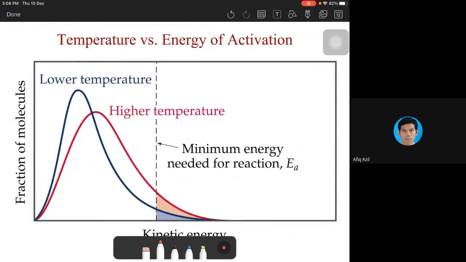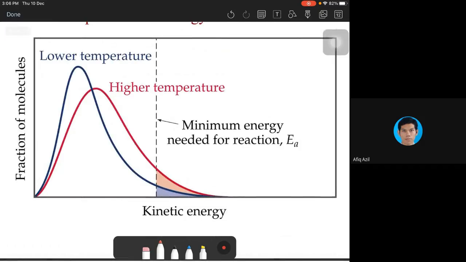Temperature versus energy of activation. So how do lower and higher temperature affect the energy of activation? Here we have a graph of fraction of molecules versus kinetic energy. If you look at the higher temperature, this is the minimum amount of energy needed for reaction, which is the EA. If you look at a higher temperature, a larger amount of molecules are able to exceed the EA.